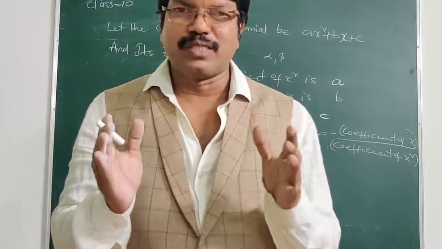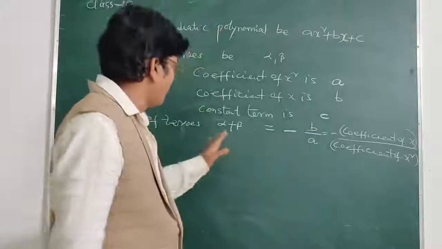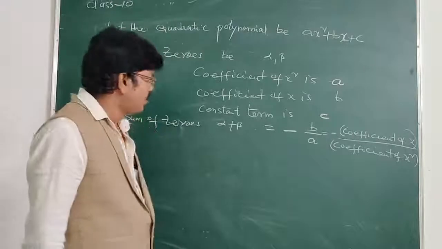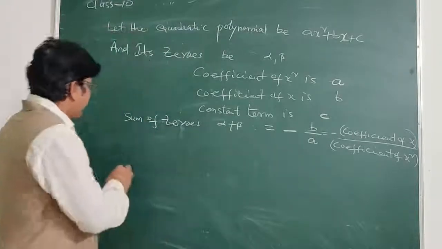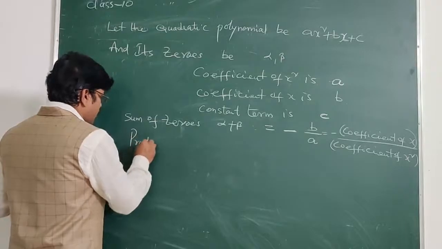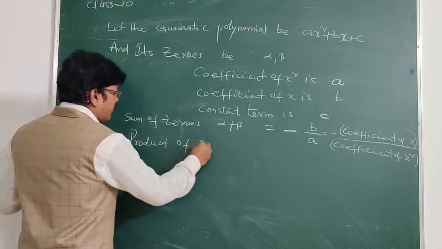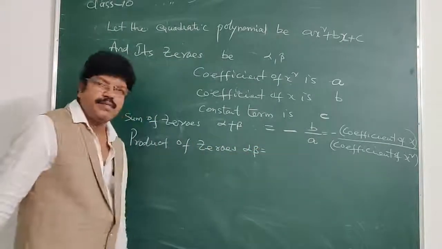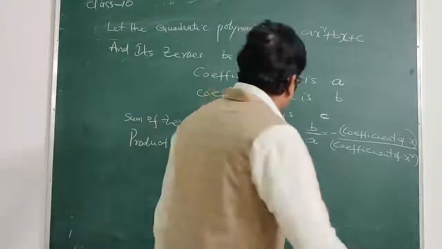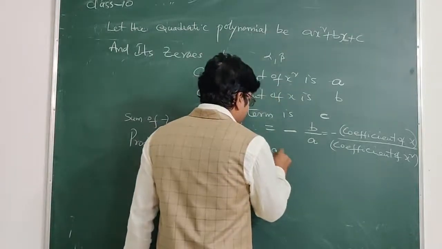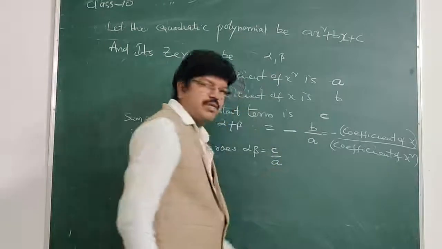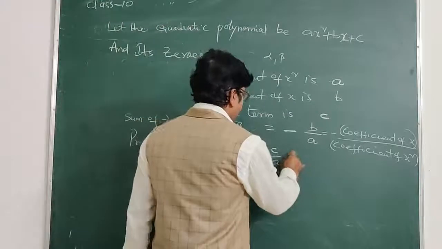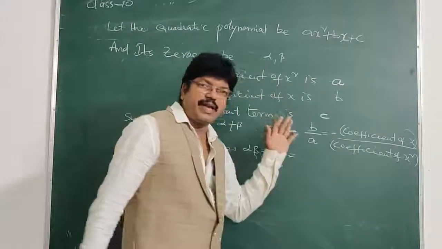Write it in your rough notes 10 times. This is most important: sum of zeros, alpha plus beta, equal to minus b by a. Product of zeros, alpha beta, equal to c by a. C means constant term. A means coefficient of x square.